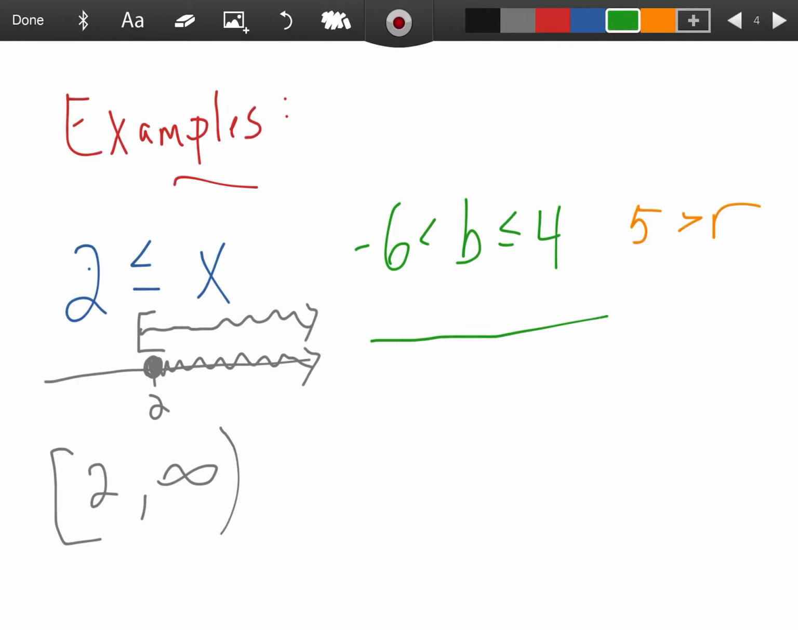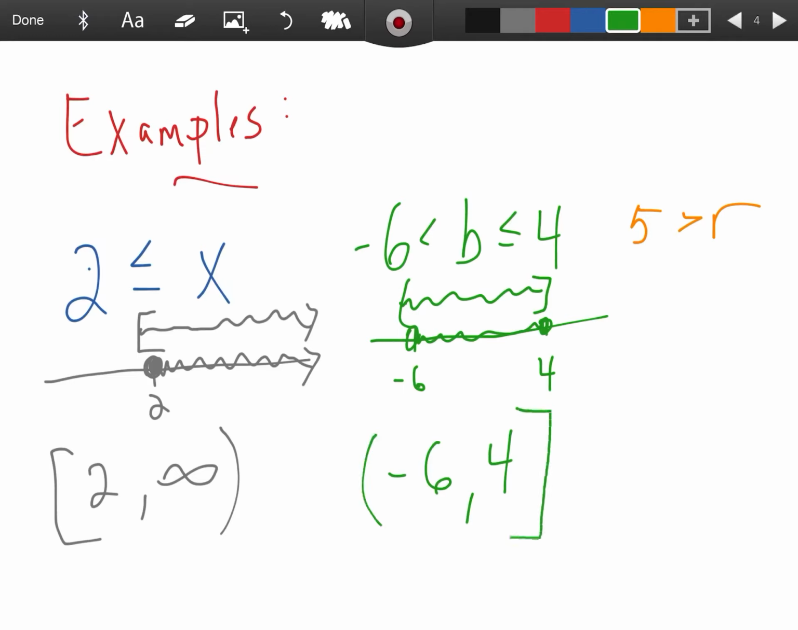Here, I have to be greater than -6, but less than or equal to 4. So here's 4, filled in circle, or you might see it as a bracket in a parentheses over here, and then we shade in between. All right, well, my lowest possible number is -6. My highest possible number is 4. And I don't include the -6, so I want parentheses. I do include the 4, so I'm going to have a hard bracket there.